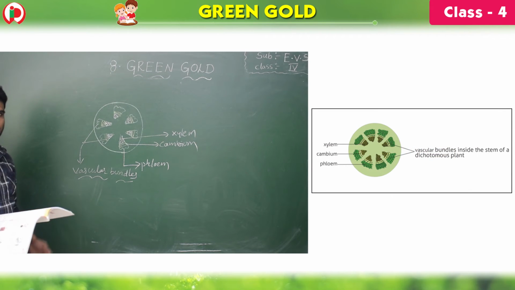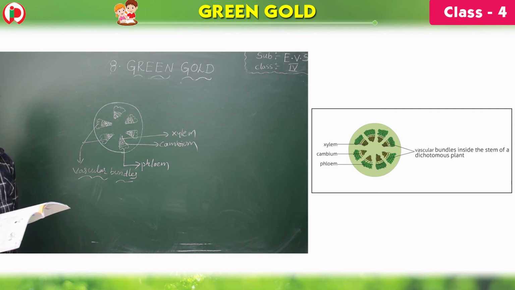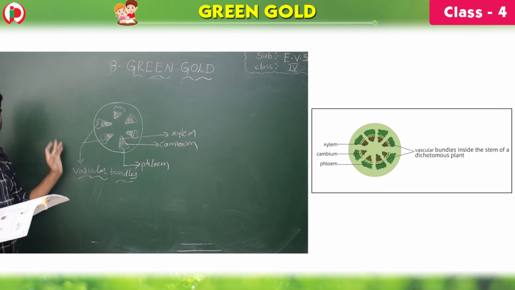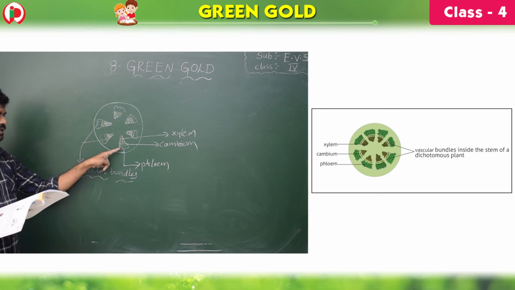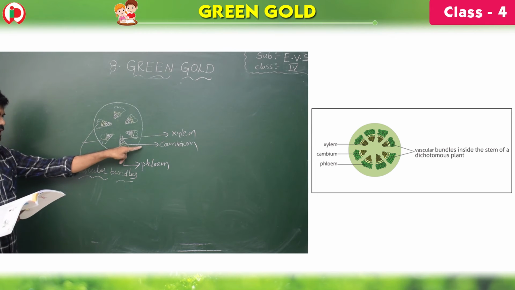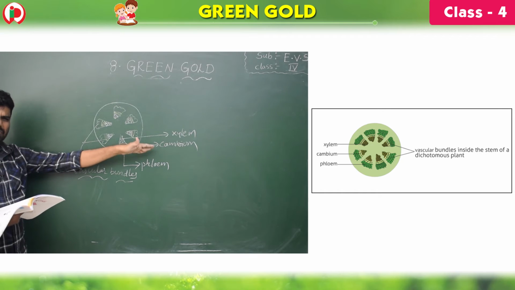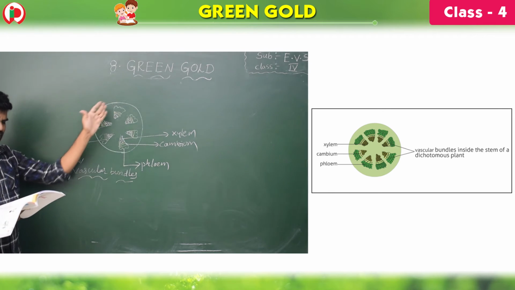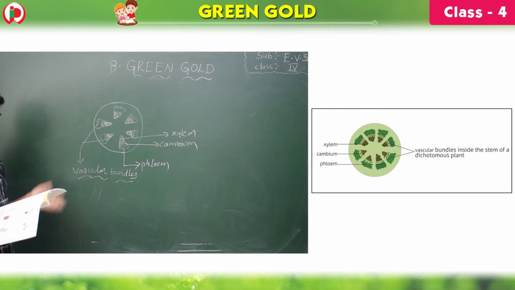Children, now see, this is a vascular bundle. Actually this is present in the stem, children. It has 3 parts mainly. The green colored one is called phloem, the yellow colored one is cambium, and the white colored one is called xylem. These are the tissues, children, present in the stem, the dicot stem.